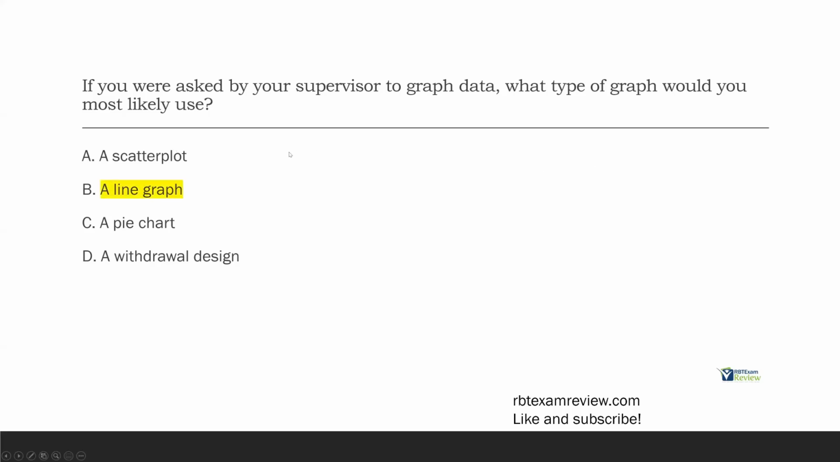Now, do we use a scatter plot? BCBAs occasionally will use a scatter plot for certain situations. A withdrawal design is something you don't need to know as an RBT. And then a pie chart is very rarely, if ever, used in ABA as far as applied practice goes. If you're going to be graphing anything, most likely you're using a line graph. It's the most common form of graph in ABA.